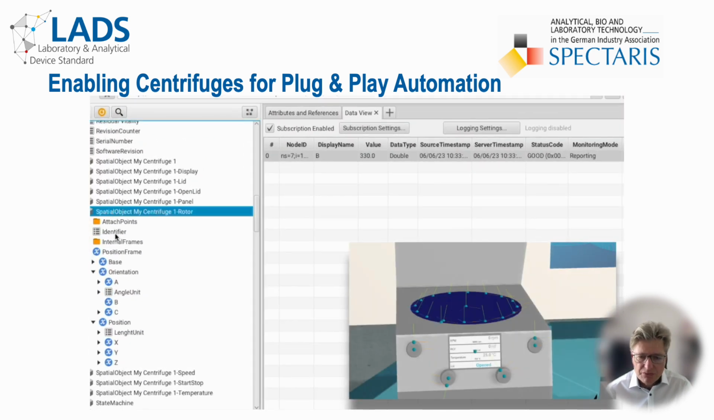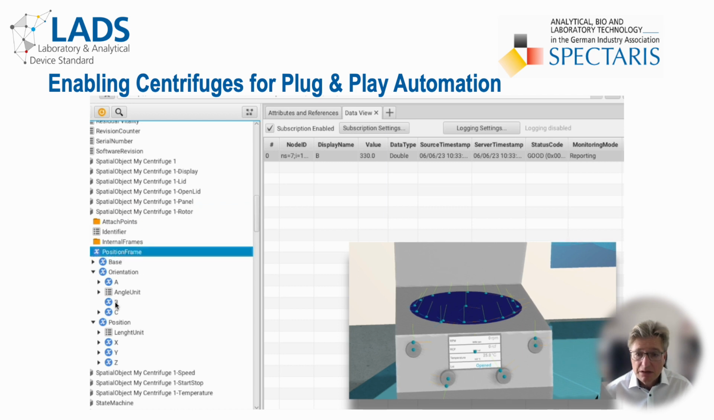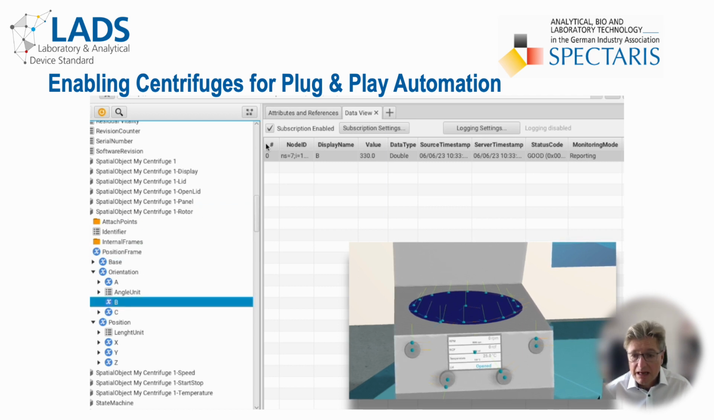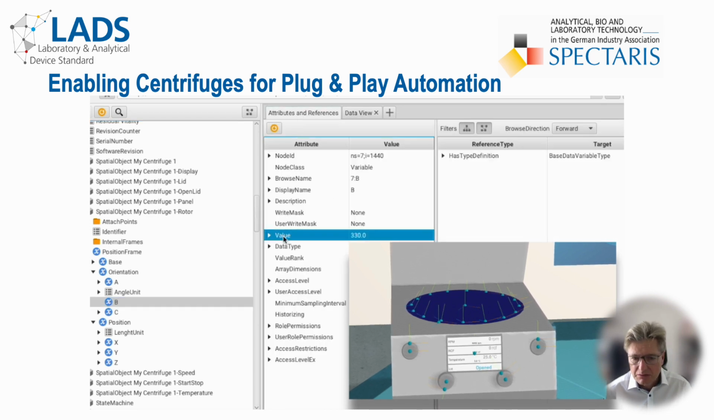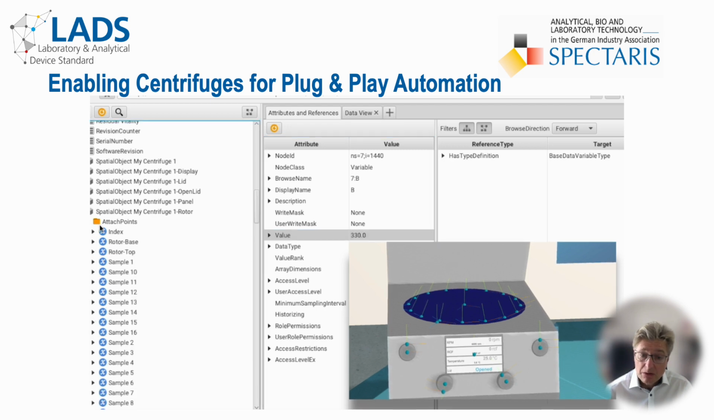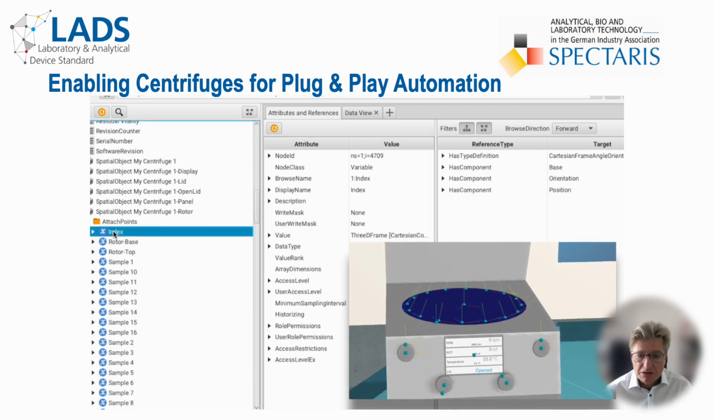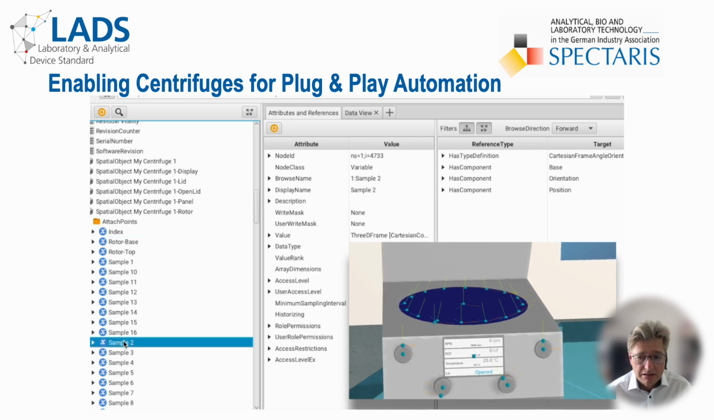Looking at the position frame of the rotor object, we learn that the rotor has stopped at an angle of 330 degrees. In the attachment point list, one can find the position of each individual sample position, including its tilt angle.